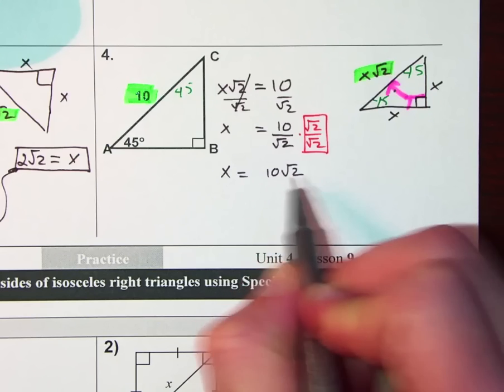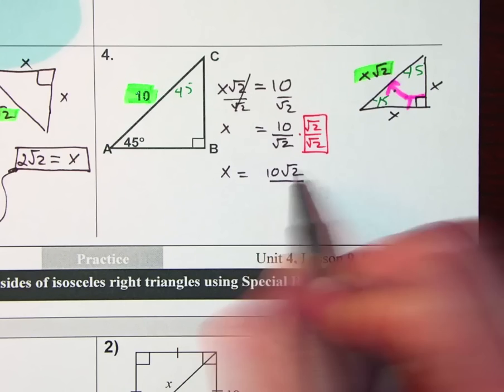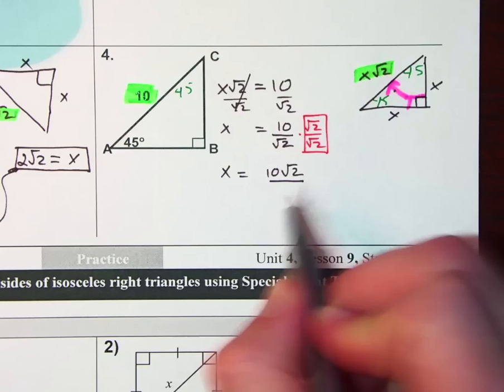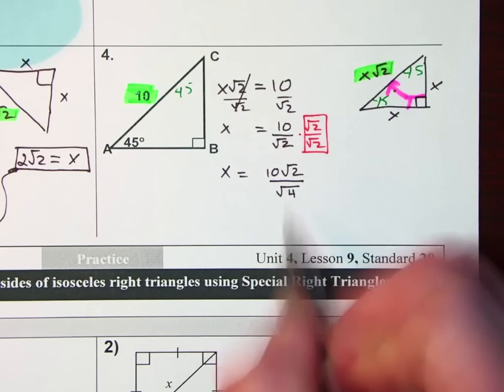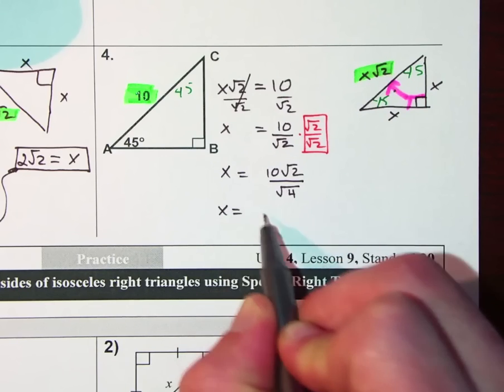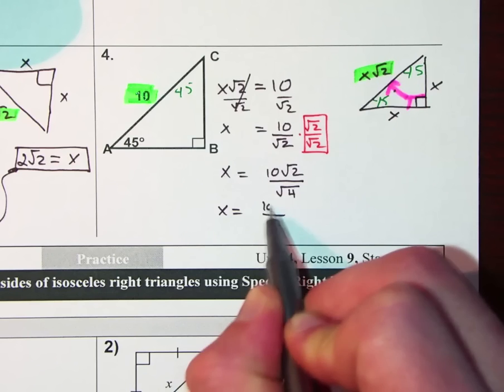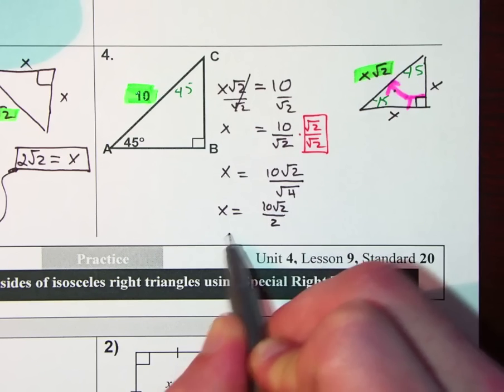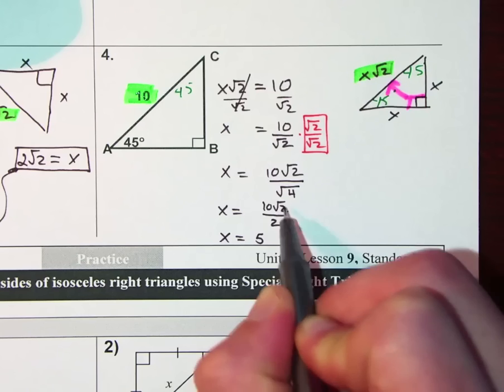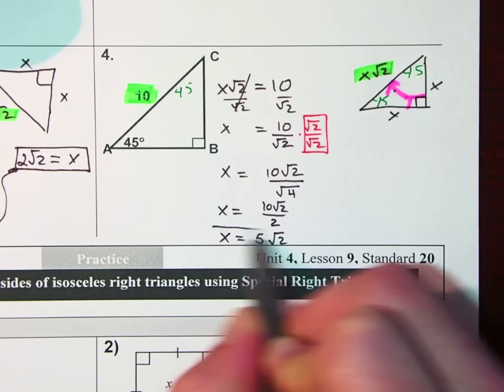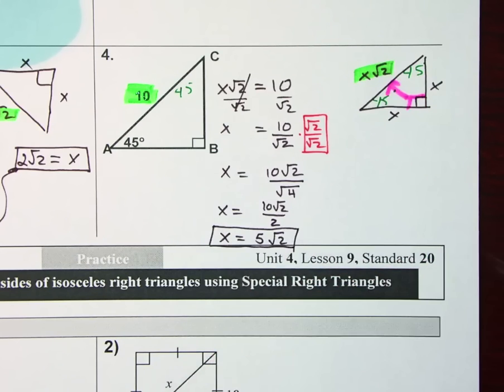So you have 10 square root of 2. I can't multiply those because they don't both have a square root. And then square root of 2 times square root of 2 is square root of 4. Square root of 4, I know, that's just 2. And then 10 divided by 2 is 5. Square root of 2 is still there. There you have it.